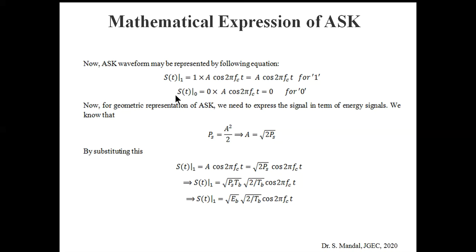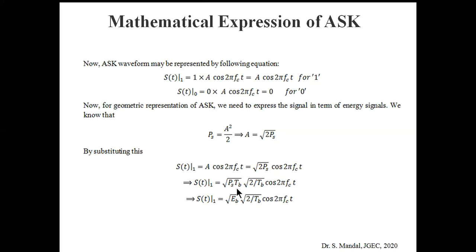Now if you want to draw the geometric representation of ASK, we need to use the energy signal. We know that for a sinusoidal signal, Ps equals A squared by 2. That means power equals its maximum amplitude squared by 2. So A will be root over 2 Ps. Now if you substitute the amplitude A with root over 2 Ps, it will look like this: s1(t) equals root 2 Ps cos 2 pi fct.